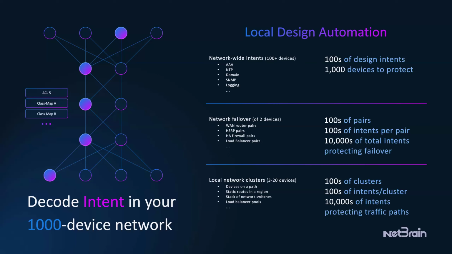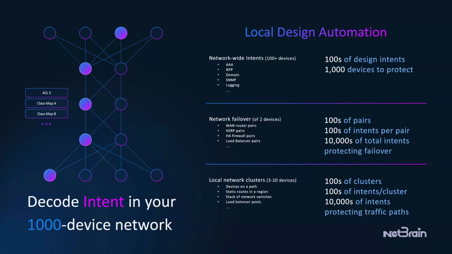So if you think about it, let's talk about network-wide design. You have hundreds and hundreds of these designs. Let's say on an average, you're a 1,000 device network. We have companies that have the NetBrain solution from 100 devices to 400,000 devices, so I'll just take an average of 1,000 devices. You have hundreds of these local wide area designs. You have hundreds of these network pairs or failover pairs, and then you have hundreds and hundreds of these clusters. So you're looking at more than 10,000 network intents or network automations.